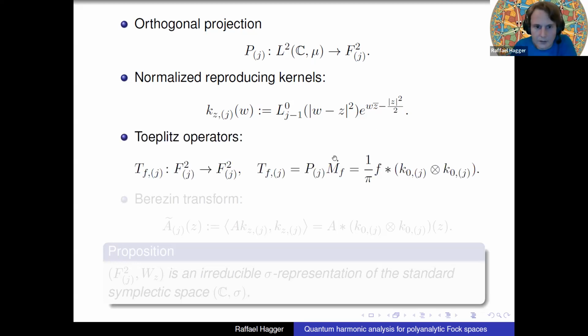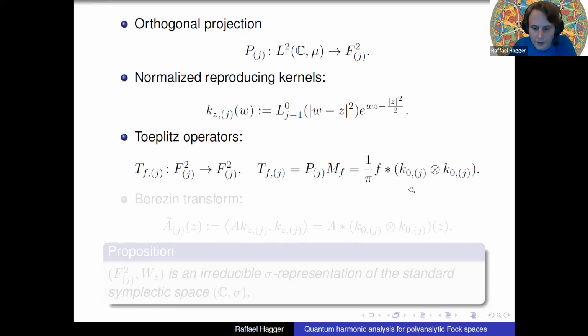And, well, you can define Toeplitz operators the same way, really. So again, a Toeplitz operator is multiplication with some bounded function f, and then using the orthogonal projection to get back onto your true polyanalytic Fock space. And just like for the analytic Fock space, you can write these Toeplitz operators as convolutions with some rank 1 operator. Now, the 1 functions have to be replaced by these normalized reproducing kernels, but where you put z equal to 0.